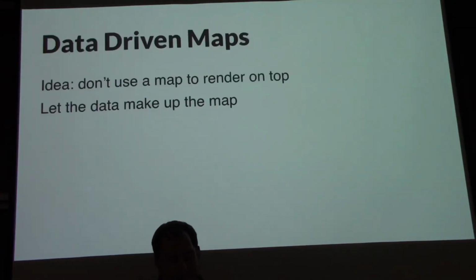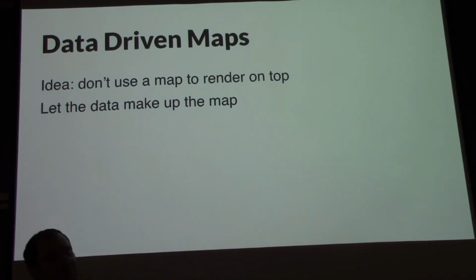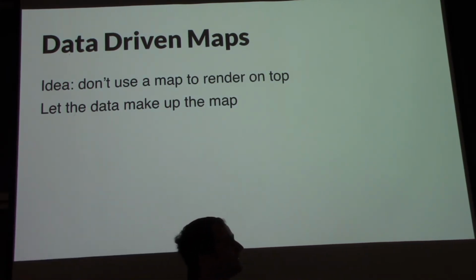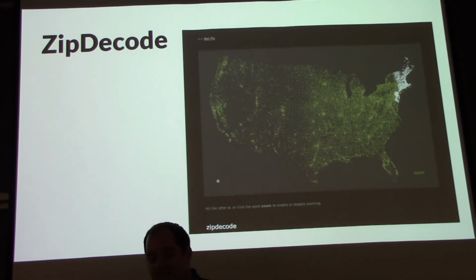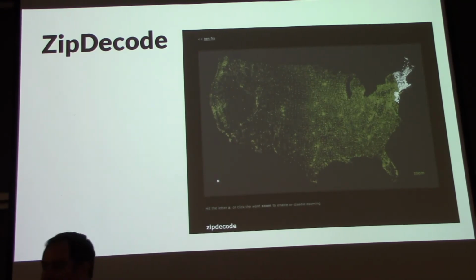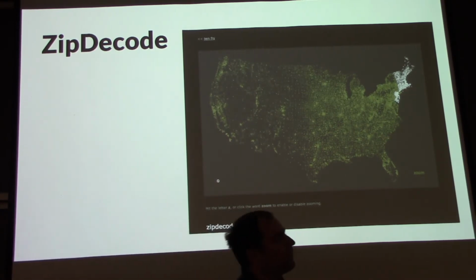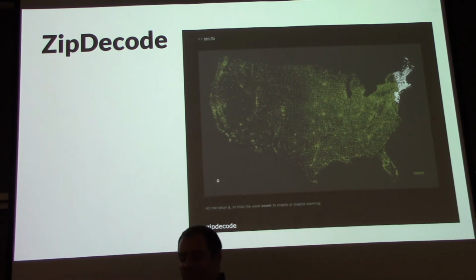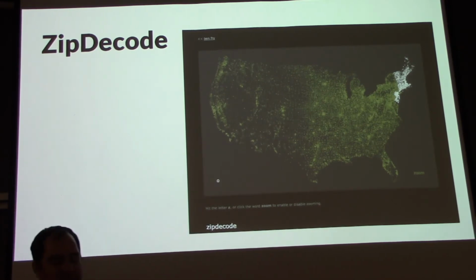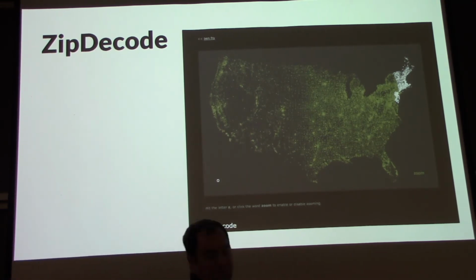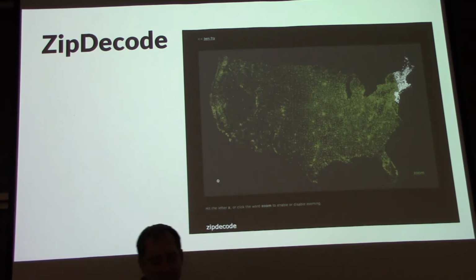Okay, next I wanted to talk a little bit about data-driven maps. So the idea here is don't use a map to render on top, but let the data make up the map. A simple example, what's happening here is that we don't show any borders, or we don't even show where there's land and sea. What we show is simply dots that are geolocated. And if you have enough of those dots, you usually can make a nice map, as you've seen in the last example and as you see here.